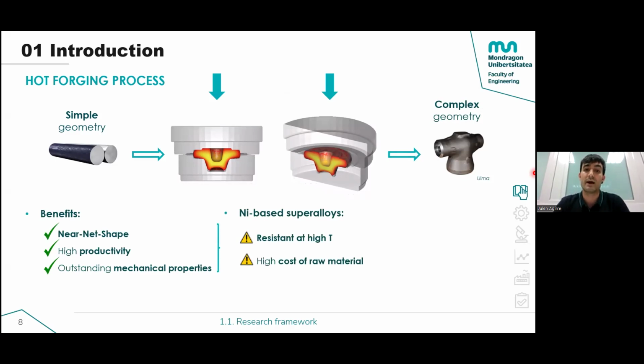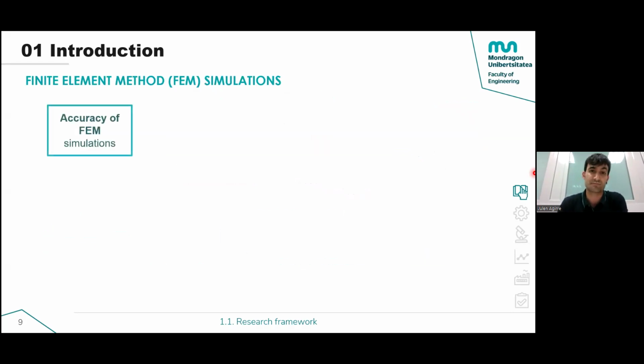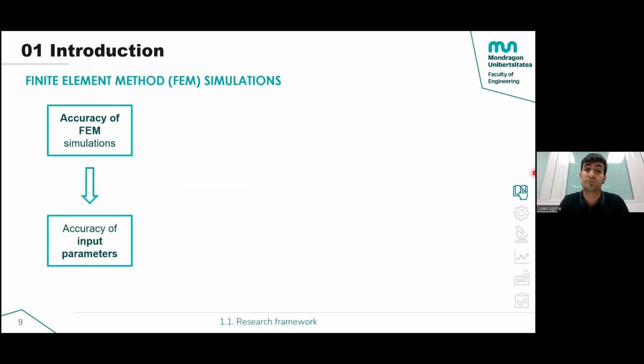That due to their high resistance at high temperatures and also the high cost of the material, their forging process is getting more complex. So finite element simulations are widely employed for designing processes and also for optimizing them. We all know that the accuracy of finite element simulations is directly linked to the accuracy of input parameters.